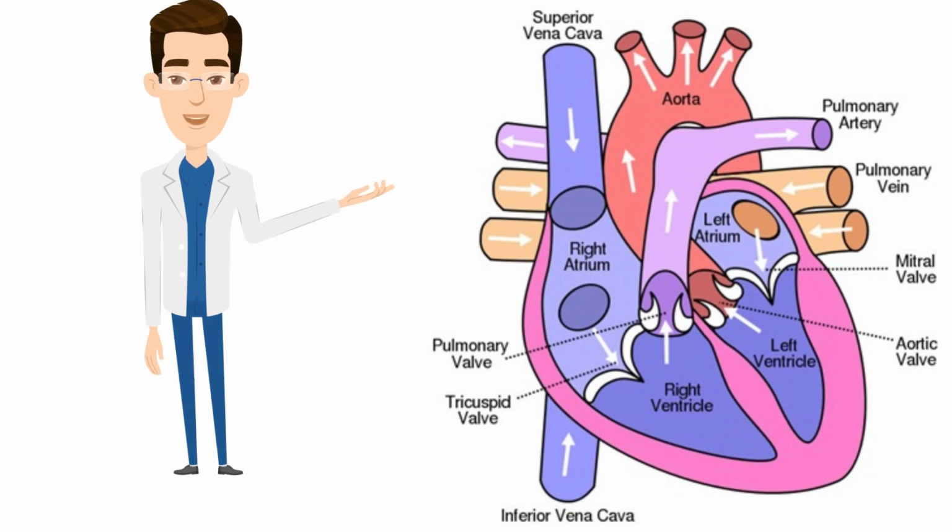Diagram of the human heart chambers. The heart is divided into 4 chambers. 1. Right atrium. This chamber receives deoxygenated blood from the body via the superior and inferior vena cava, large veins.